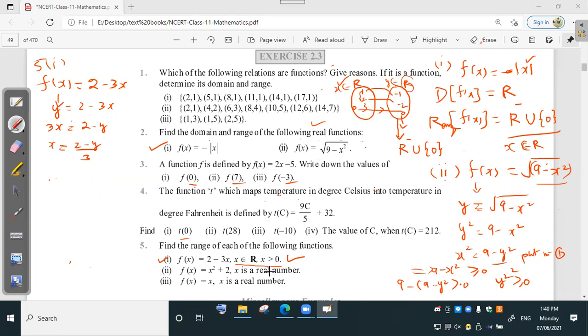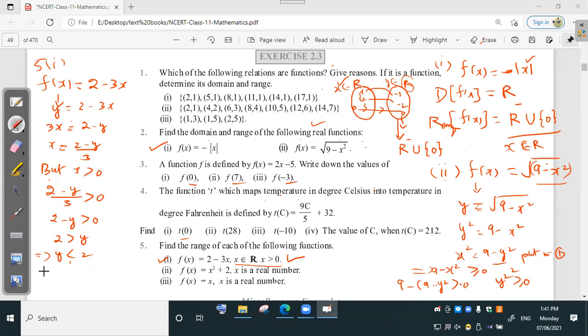Then range. As we know that x is greater than 0, we will relate this x with y. So instead of x, we put the value of y and then check what the range of y is. So (2 minus y) divided by 3 is greater than 0. So y will go this side: 2 is greater than y. That means y is less than 2. Now we got that y is less than 2. y belonging to R but less than 2. This is the range.